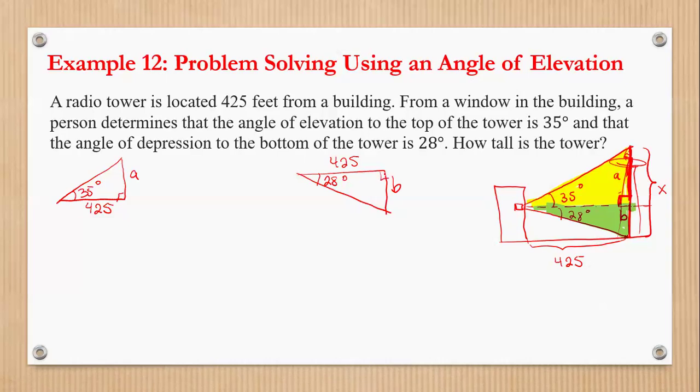Let's see which function works in each of these triangles. Since one angle is given to us, let's see what side is given to us and what side we are asked to find. So they're asking to find the opposite side when the adjacent is given to us. Opposite and adjacent are for the tangent function. So I'm going to use the tangent function. So tangent of 35 degrees is equal to A over 425, opposite over adjacent.